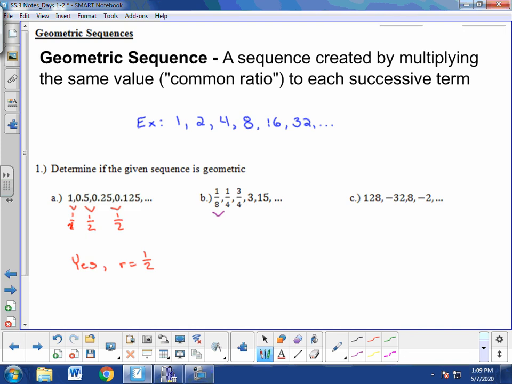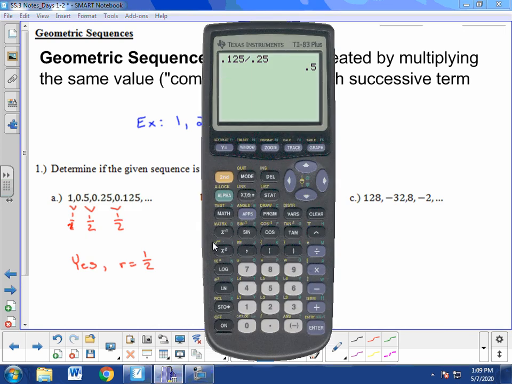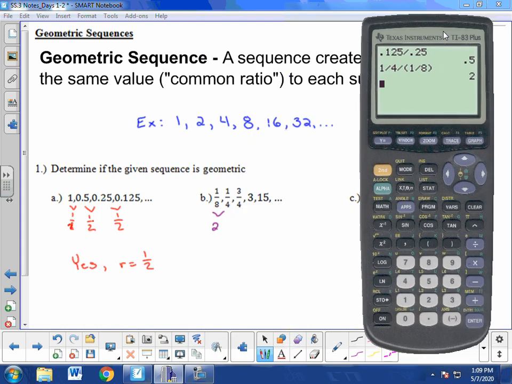What multiplies to 1/8 to give me 1/4? If you said 2, that would be correct. You could also find that by taking 1/4 in your calculator and dividing by, being careful here to put 1/8 in parentheses. If you have an older calculator, you'd see that it's 2.